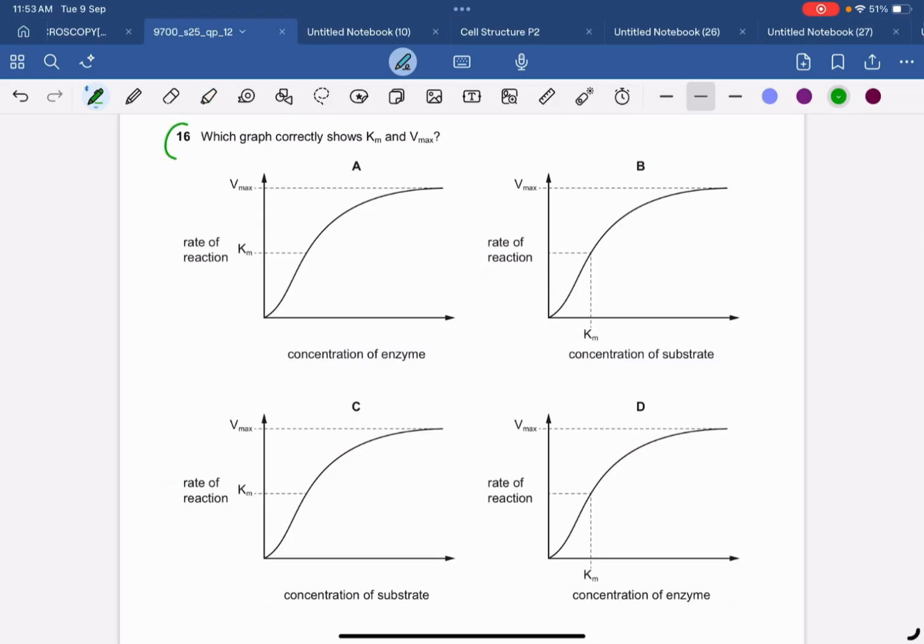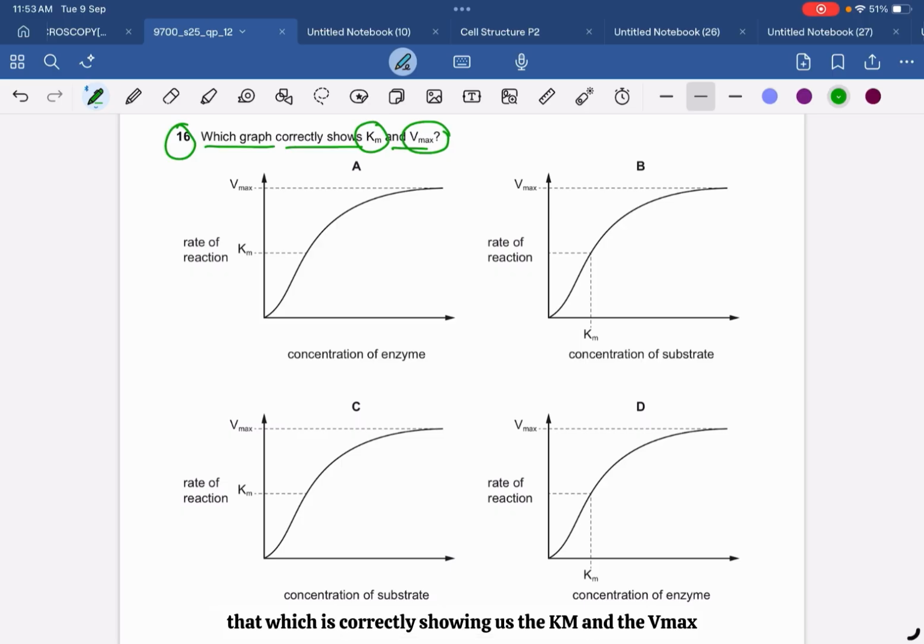Moving on to question number 16, it asks which graph correctly shows the value of the Km and the Vmax. They have given us four graphs and are asking which one correctly shows the Km and the Vmax. If we try to identify the correct value of the Vmax and the Km as shown in the graph, we can see that this over here is the Vmax. In almost every diagram the Vmax is correct, right?